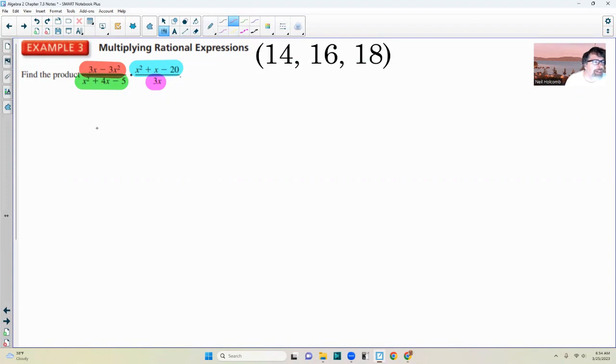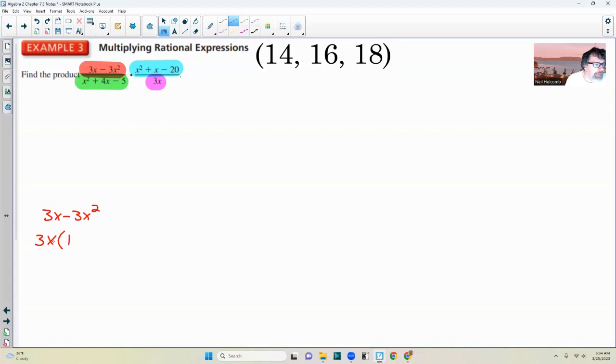So I'll use red here. I'll do it down here. 3x minus 3x squared, I can factor out a 3. There's a 3 here, there's a 3 here. There's an x here, there's an x here. So I can take an x as well. Close the parentheses, open the parentheses.